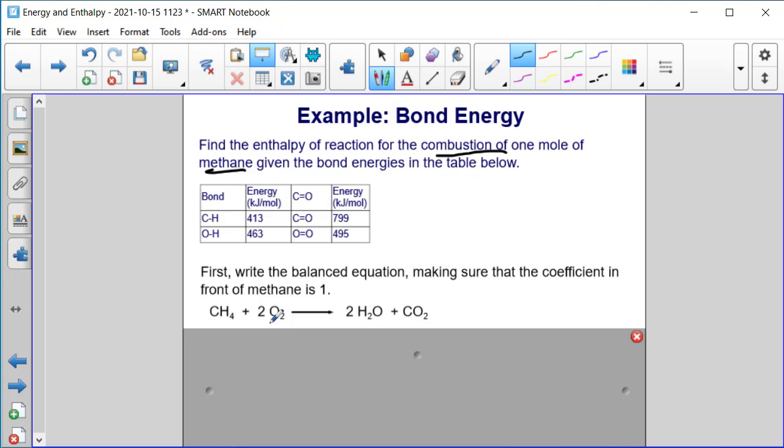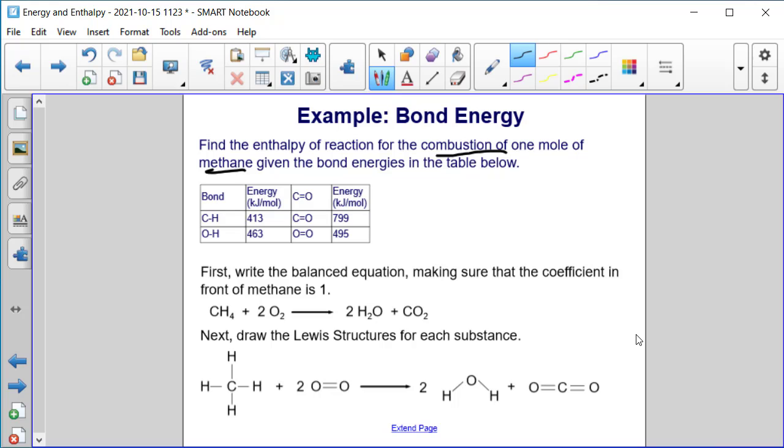Now, we have a balanced reaction, but we don't know how all of these bonds are arranged, right? So how are the bonds broken? What do they look like when they're broken, and how do they look when they're reformed? So the next thing I did was I drew Lewis structures for each of the reactants and each of the products. So methane, carbon in the middle, 4 single hydrogen bonds. We have 2 oxygen molecules, which is O double bond O, produces 2 water molecules and 1 CO2, okay?